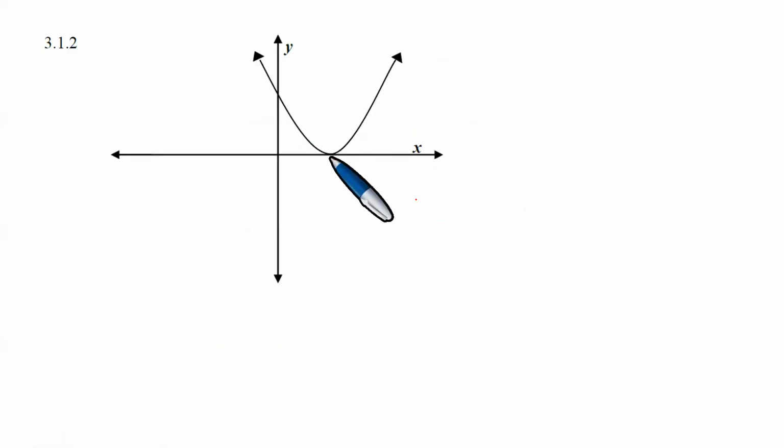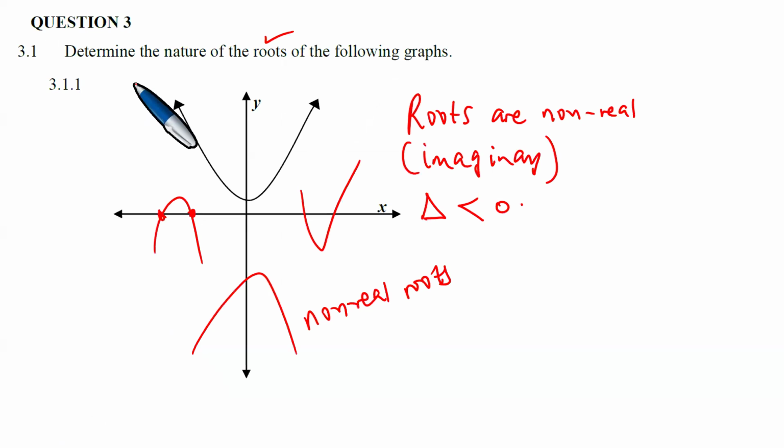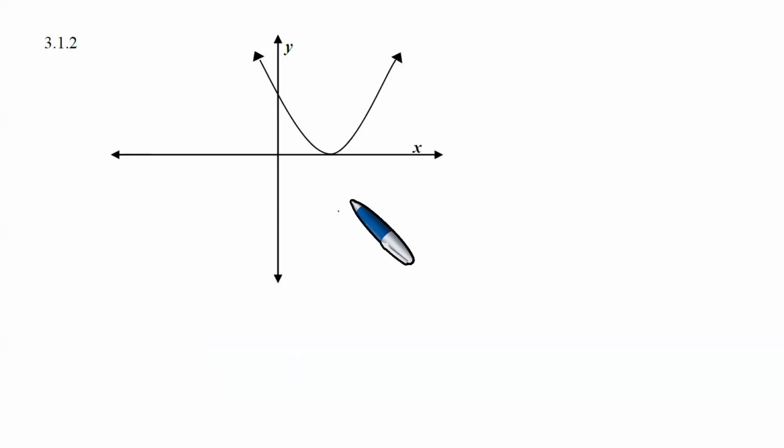What about this one? Nature of roots of this one. Anyone? If the graph is like this, what are the roots here? What is the nature of the roots? Because the question the examiner is asking is determine the nature of the roots. Now, the nature of roots are very important. Okay, the graph is like this. Then what's the nature of roots here?